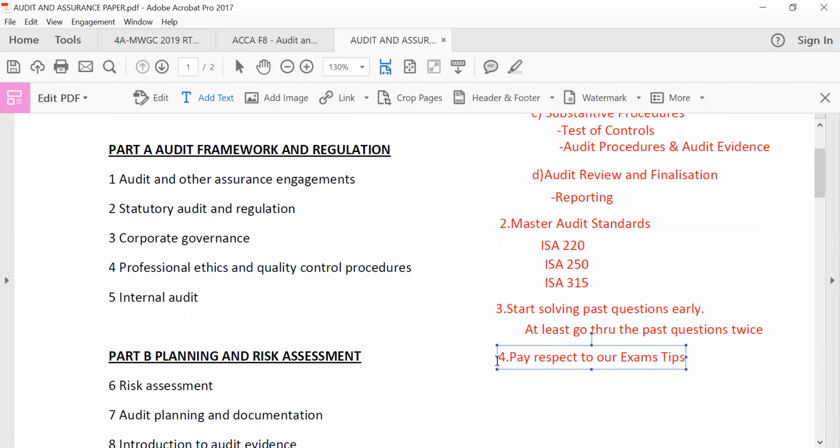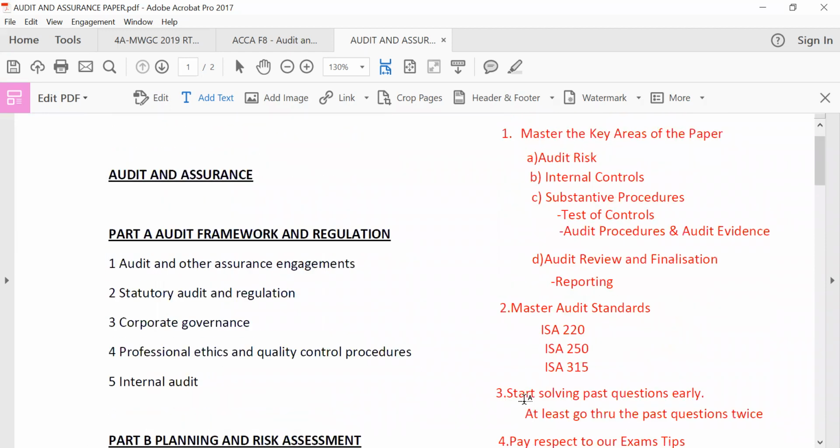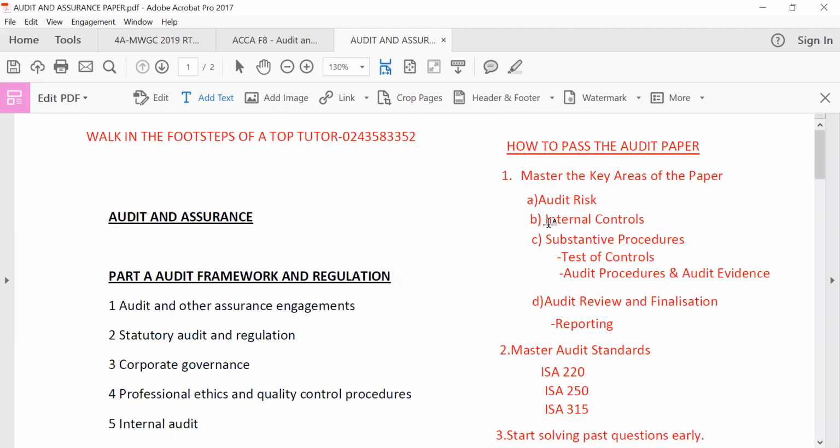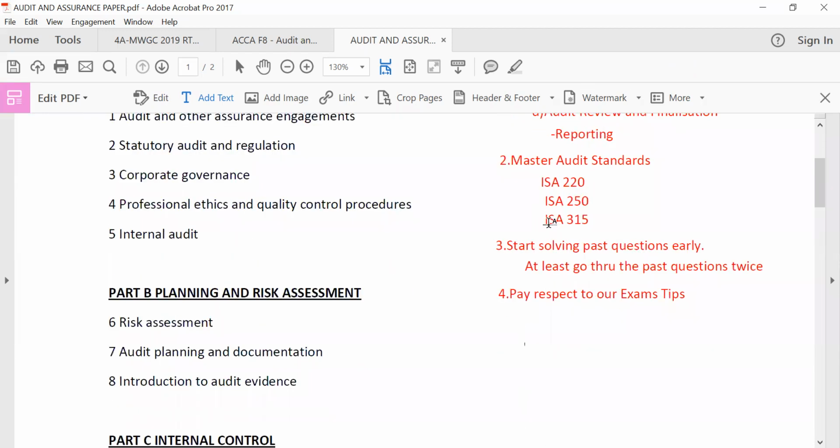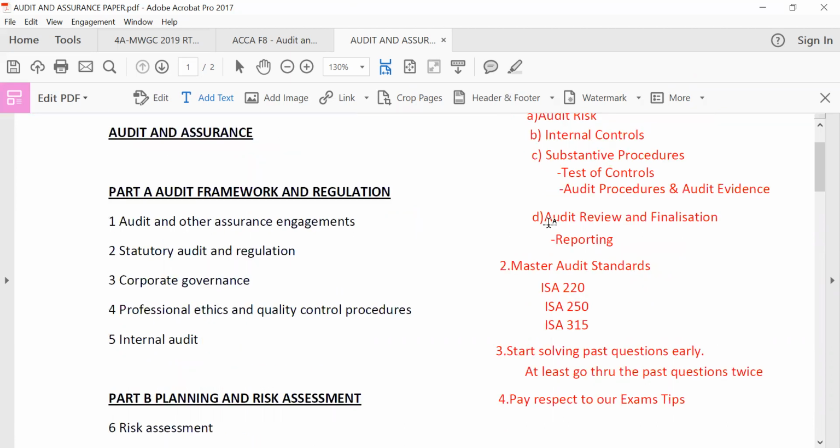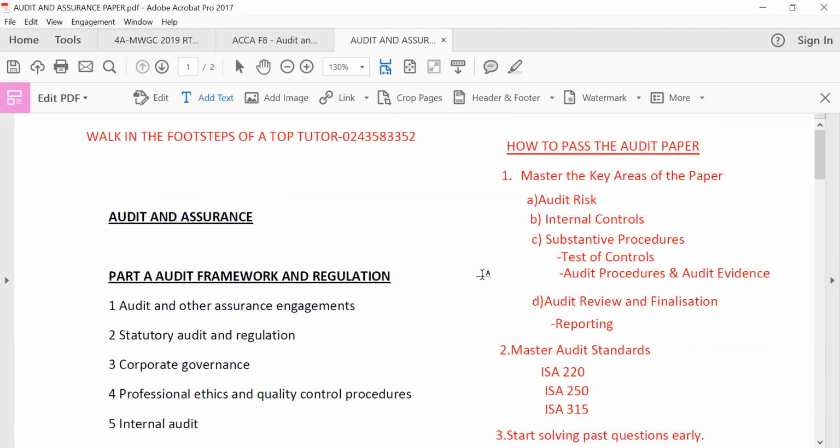Pay respect to our exam tips. And our exam tips do not fail. When we tell you an area is coming up, you have to treat it with respect. If you tend to underestimate it, you go there, you open up, you realize that that question has featured.